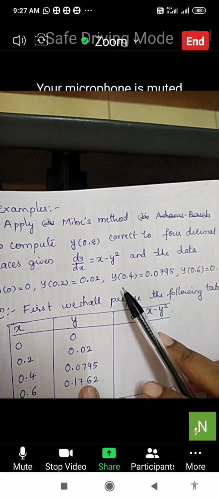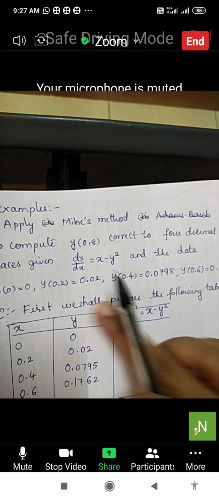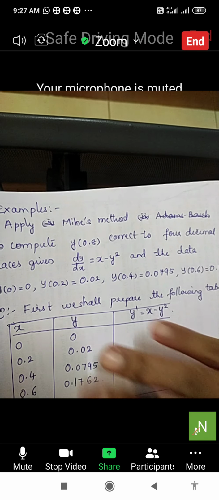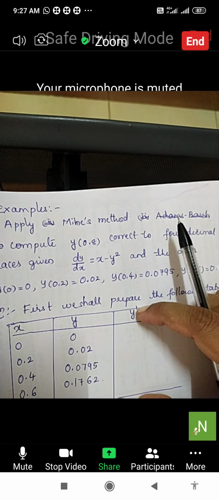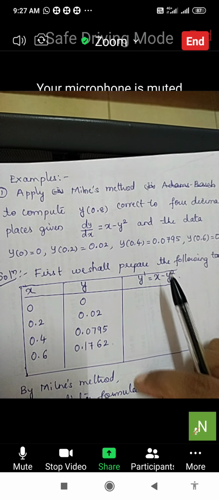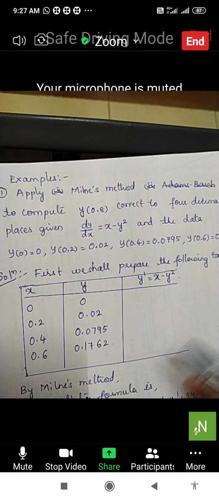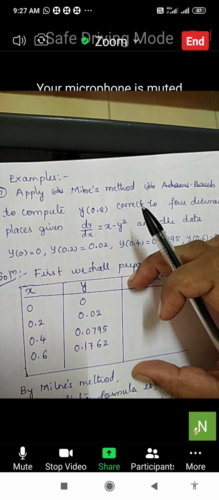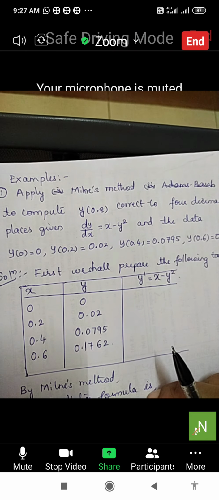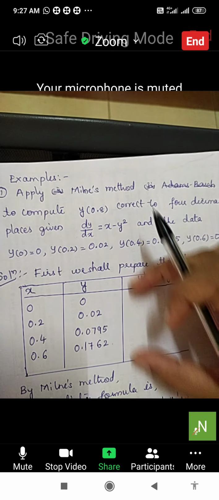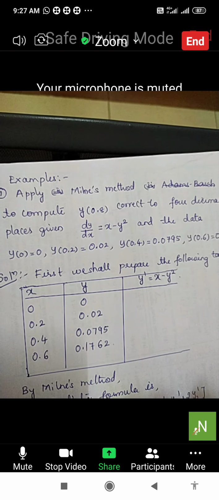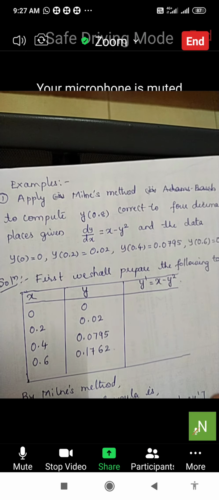First, we are going to prepare a table. For any predictor corrector, there are two parts. One is preparing the table, and the second part is applying the formula and getting the answer. Marks will be like, suppose 6 marks: the table carries 3 marks and the next part carries 3 marks, or 3 and 4 marks. Preparing the table is very easy, not to worry much.